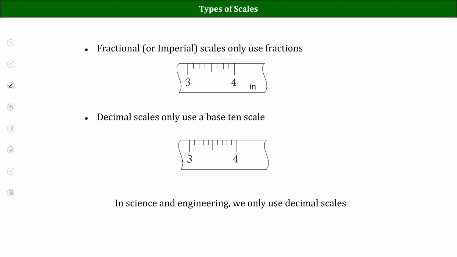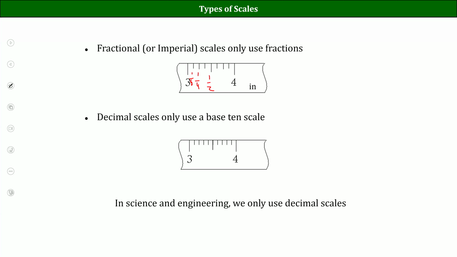A note about types of scales. Most common scales in everyday life are what are called fractional scales, which are named that because they're made up of fractions. So if we had a tape measure, it said 3 inches, 4 inches, there's 3.5, there's a quarter, there's an eighth. Fractional scales get really hard to figure out how to decide where to round and what to do with these numbers, right? Especially considering our calculators work best in terms of decimals.